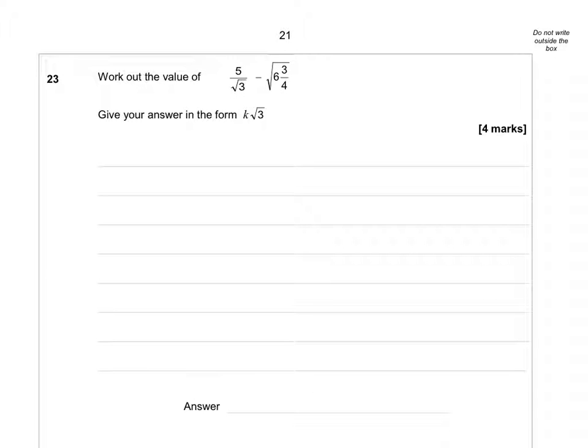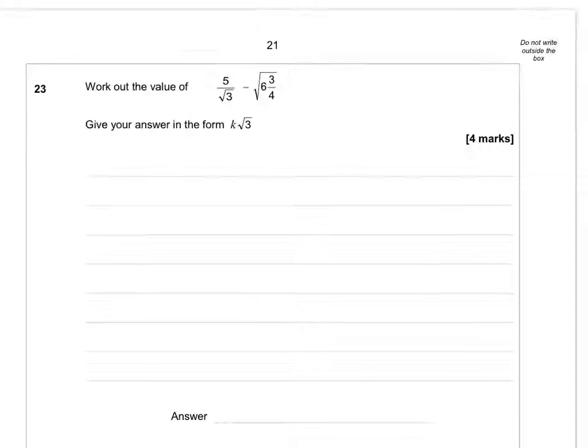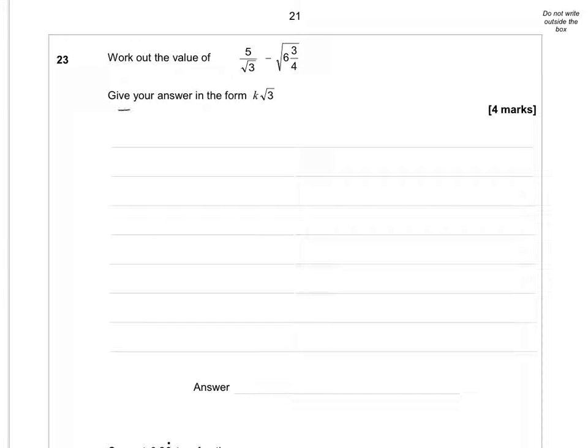Okay, so I've got to work this out without a calculator. I'm going to begin with the first fraction, which is 5 over root 3. I'm going to rationalise it, because it's much easier to take away fractions when the denominator is not a surd. So to rationalise, we multiply the top and bottom by root 3, showing all my working out.